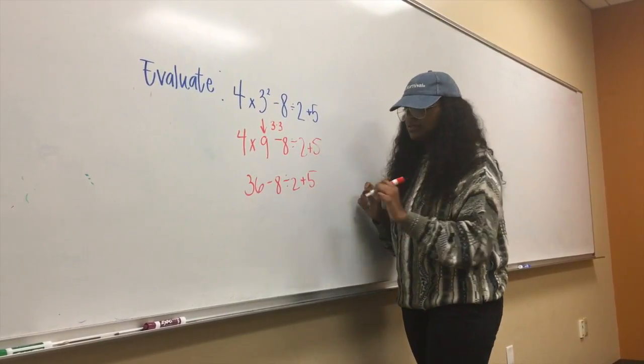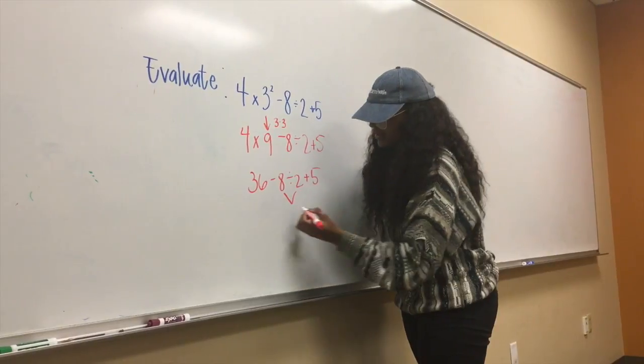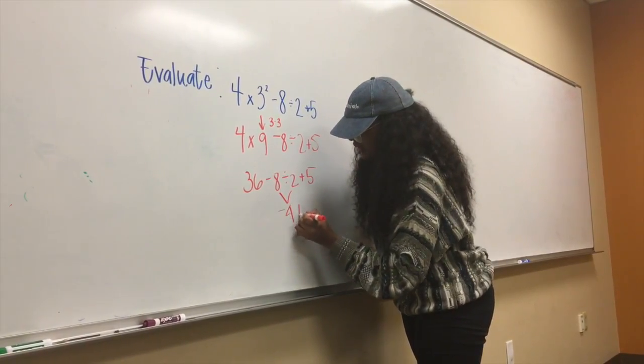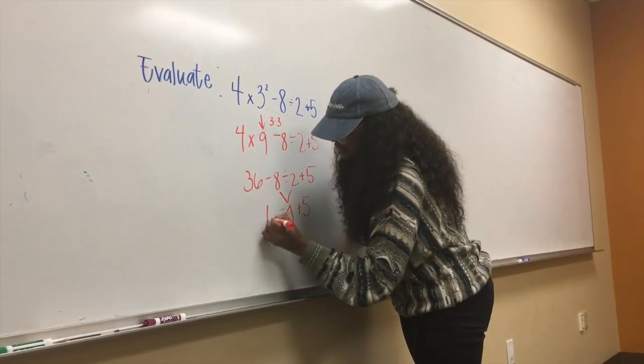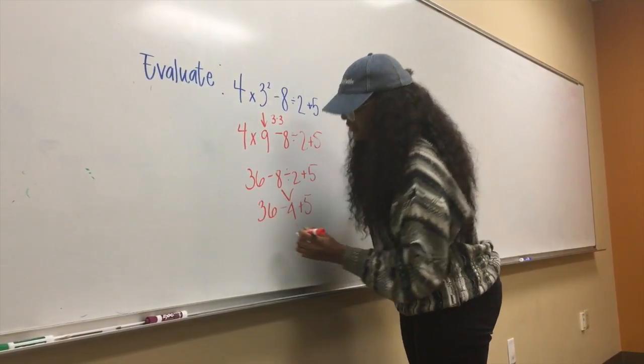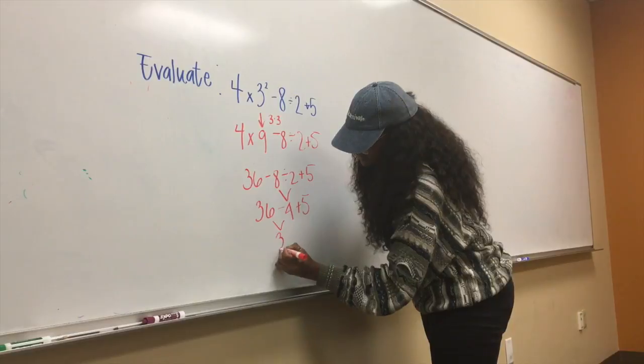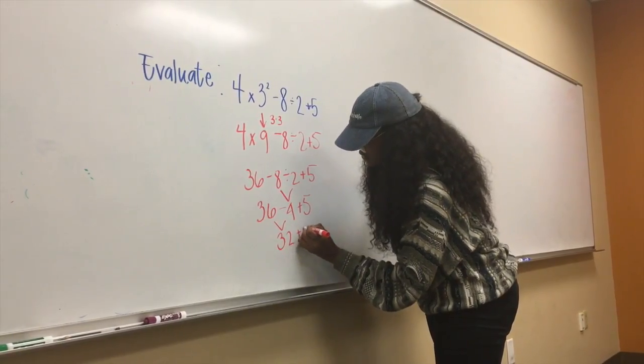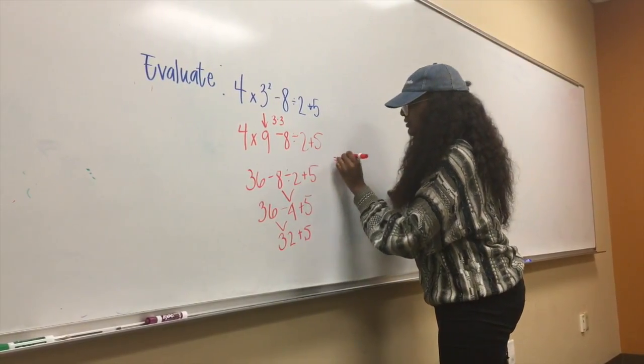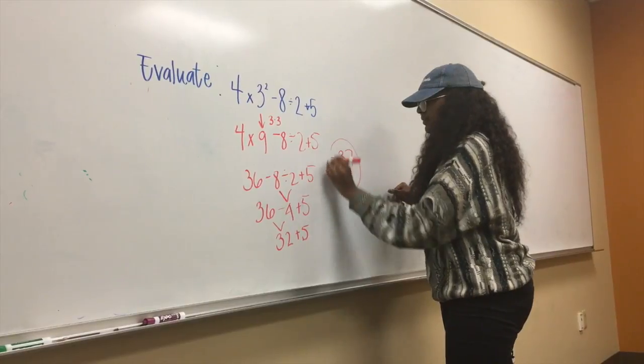And the next part is division. So negative 8 divided by 2, negative 4. I'm going to add everything else to this part. And I'm going to solve from left to right. So 36 minus 4 is 32. And 32 plus 5 equals 37.